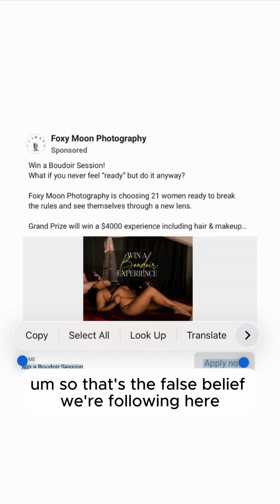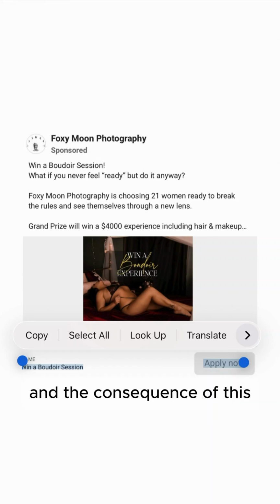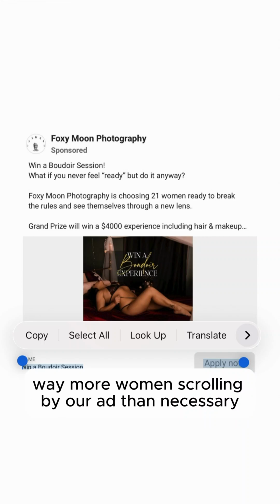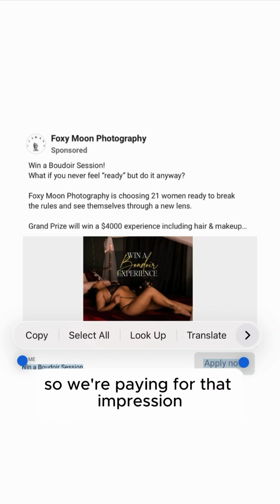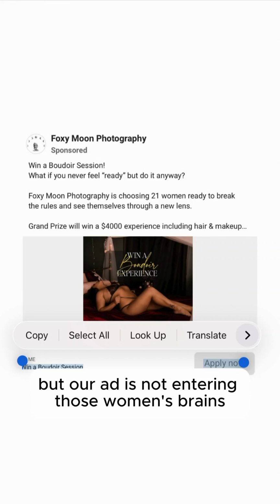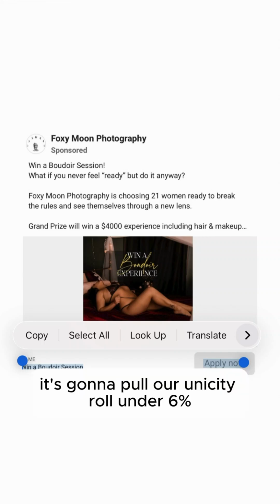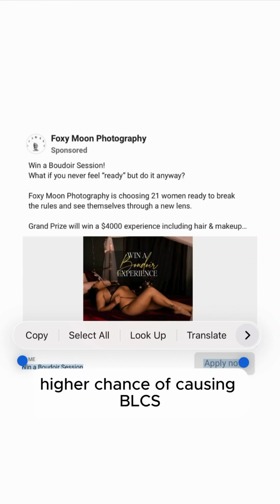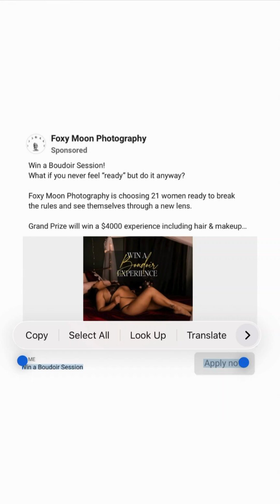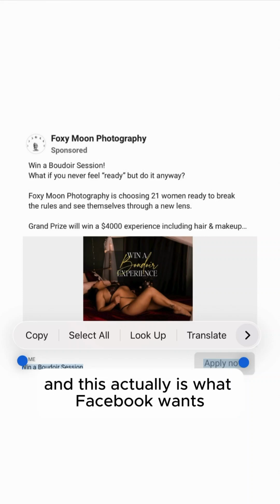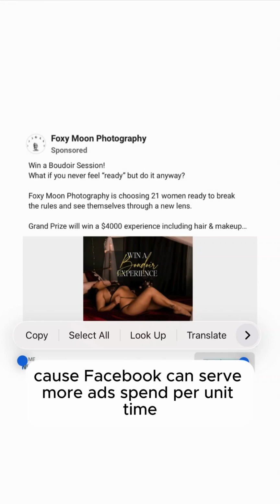So it's the false belief we're following here. And the consequence of this: way more women scrolling by our ad than necessary. So we're paying for that impression, but our ad is not entering those women's brains. It's going to pull our unique CTR under 6%, higher chance of causing BLCS. And this actually is what Facebook wants because Facebook can serve more ad spend per unit time.